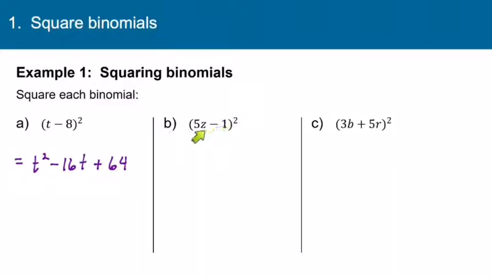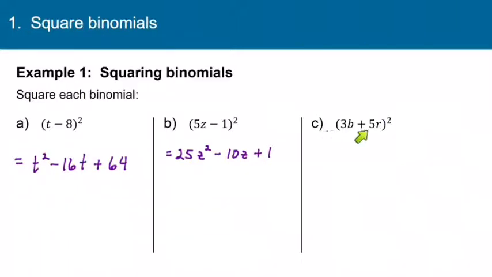Let's try it again on part B. For first times first, we'll have 5z times 5z. That's going to be 25z squared. For the middle term, we'll have negative 1 times 5z. That's negative 5z. Then we multiply that by 2. That's going to be negative 10z. And then for last times last, negative 1 times negative 1 is positive 1.